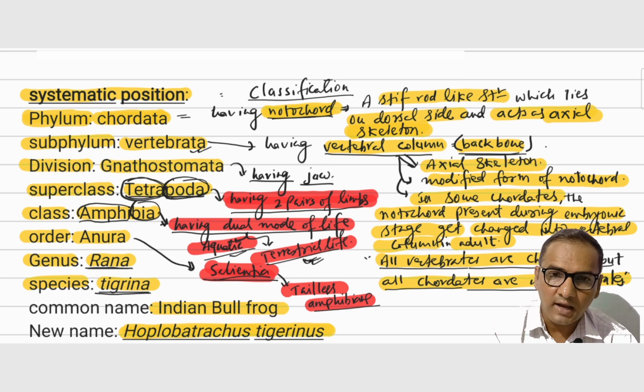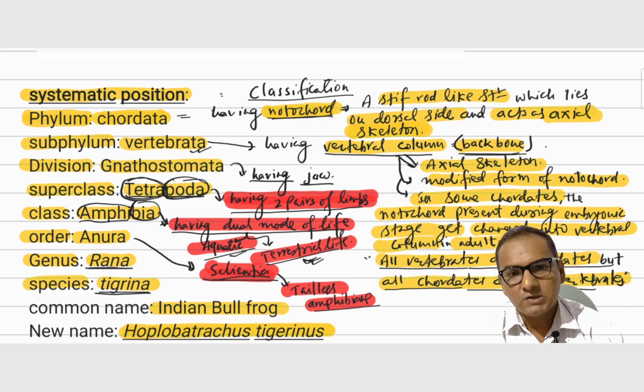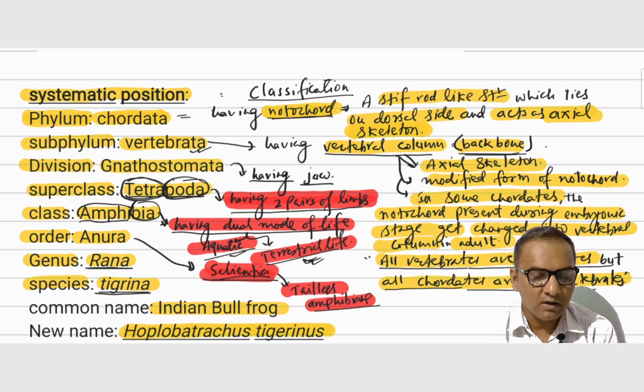Rana means what? It is a Latin word. It means true frog, which is with smooth moist skin. There is presence of long legs.